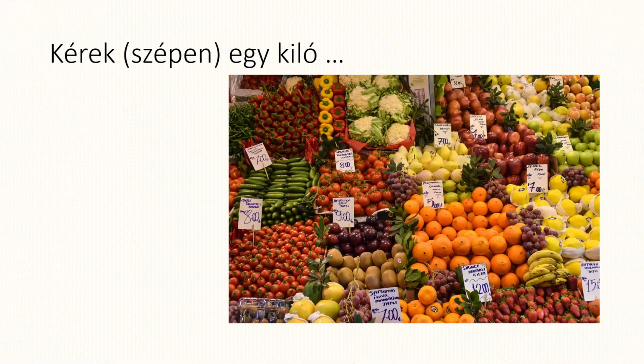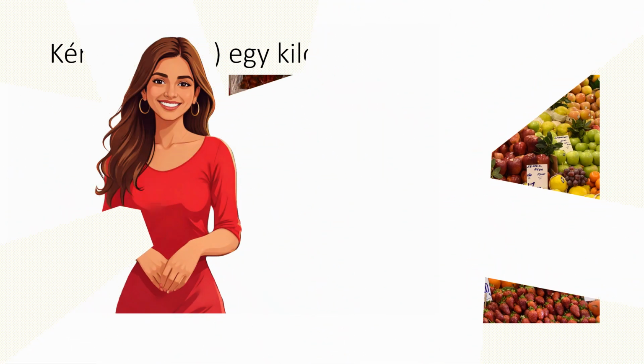And finally, here is your homework. Based on the picture, write sentences using this expression: Kérek or kérek szépen 1 kiló. I would like to get a kilogram of. And don't forget to add the object suffix to the fruits and vegetables.